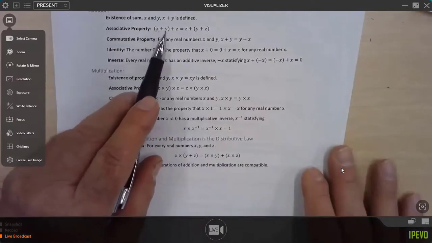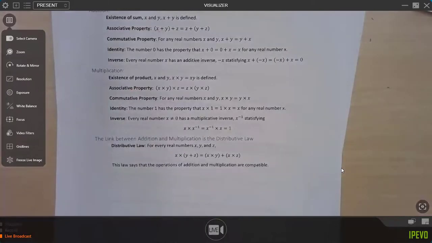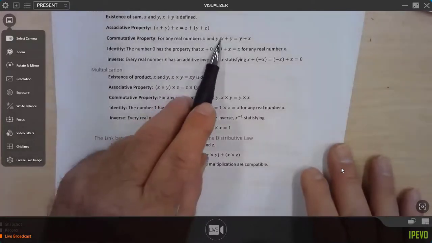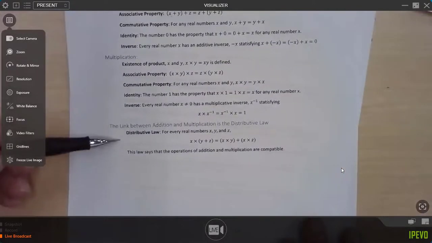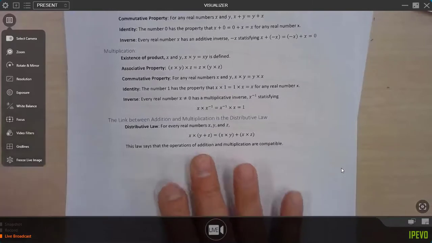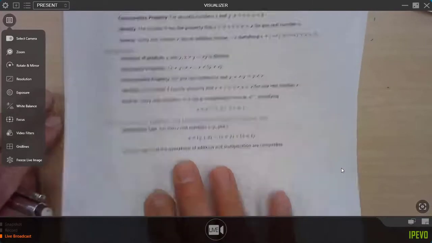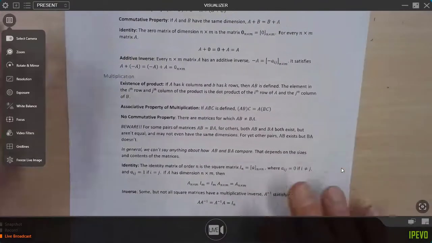If you take x plus y plus z, it does not matter if you add x and y first or if you add y and z first. It doesn't make any difference. You get the same result. And they have a commutative property: x plus y and y plus x are the same. There's a whole list of these things that are true for the real number system. If you want the full list, it's right here in the notes. One of the reasons for notes is so I don't have to write all that down.